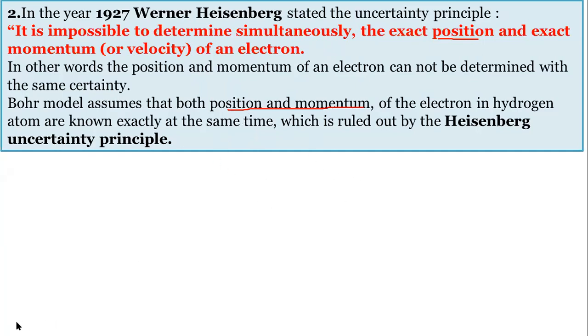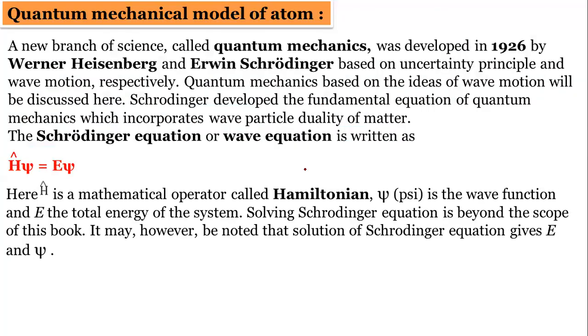But for this 11th standard, remember, there is uncertainty. We cannot find the exact position and exact momentum of the electron. Then later the quantum mechanics model developed as a new branch of science. It is called quantum mechanics.